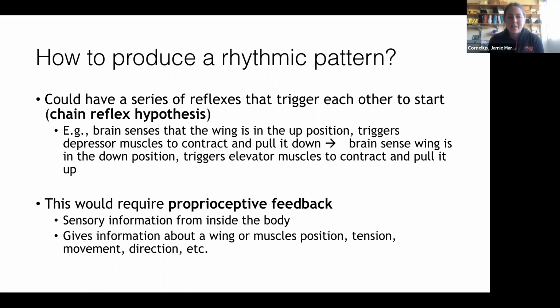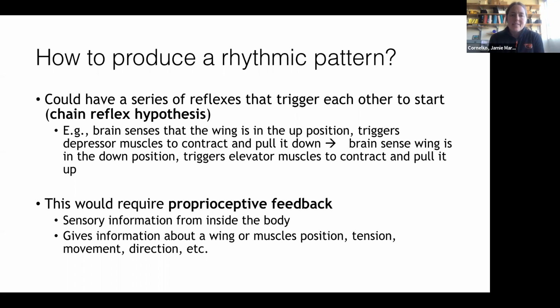An example here is that the brain senses that the wing is in the up position, and that sensation actually triggers the depressor muscle to contract and pull it down. Then when the wing is down, again through proprioception, the brain senses that the wing is down, and that triggers the elevator muscle to contract and pull it back up. And so you can generate a cyclical rhythm through a series of reflexes.